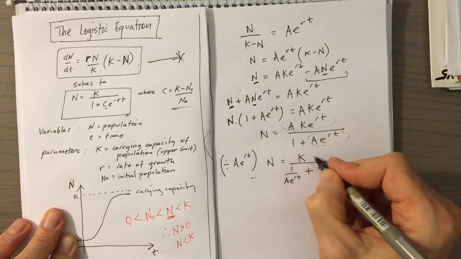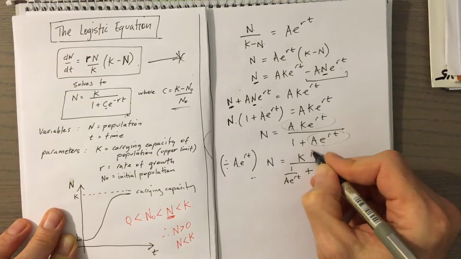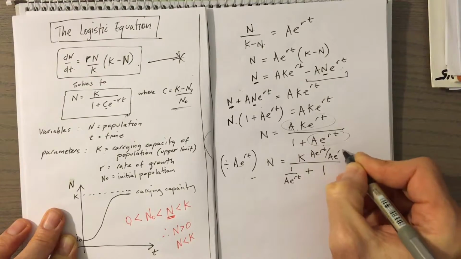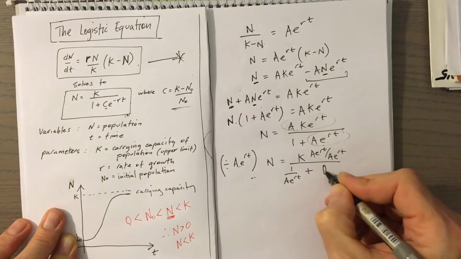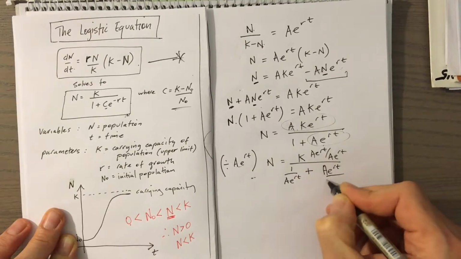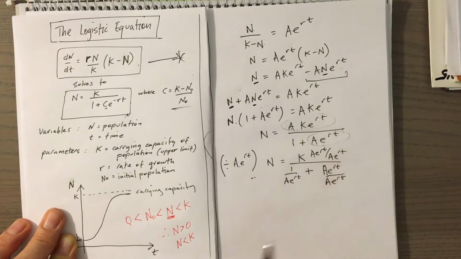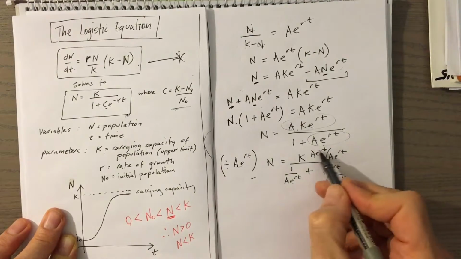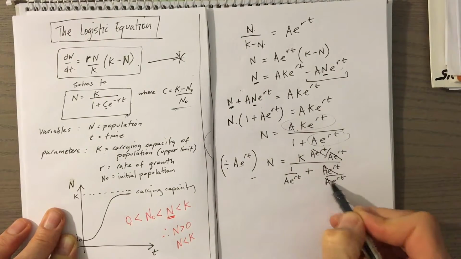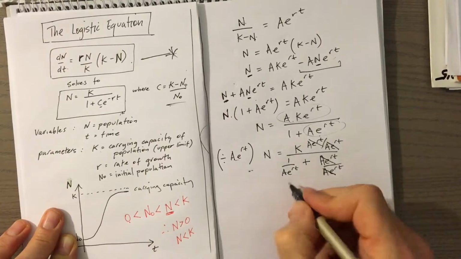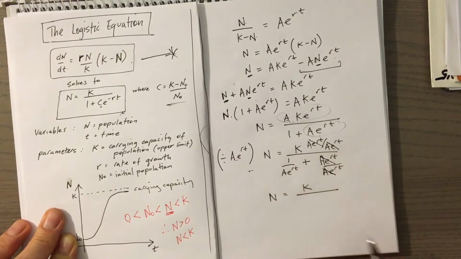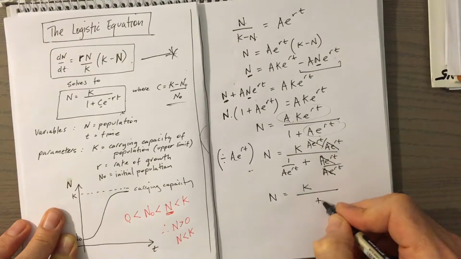You could think of it this way: a e^(rt) divided by a e^(rt), and then this was a e^(rt) divided by a e^(rt). So essentially I'm dividing top and bottom by a e^(rt). They cancel, that doesn't. So we end up with n equals k over, and this is plus 1.